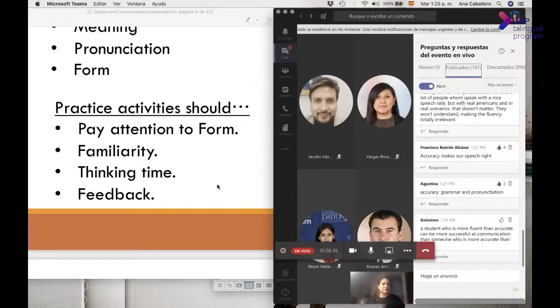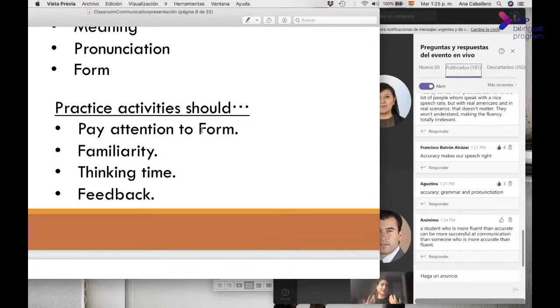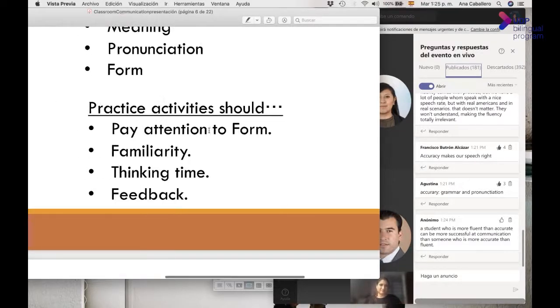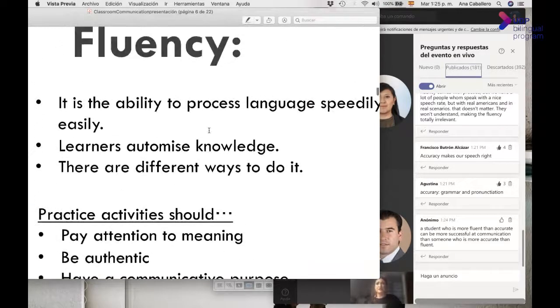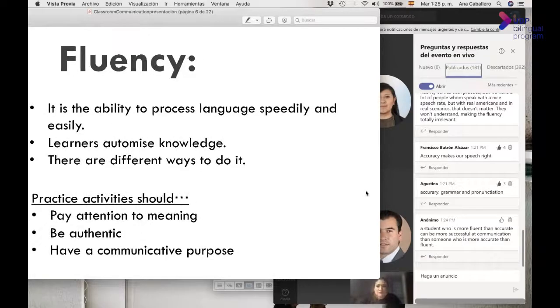Exactly, anónimo. A student who is more fluent than accurate can be more successful in communication than someone who is more accurate than fluent. Yes and no, anónimo, because it depends on the context. If we talk about students who are just traveling or just want to buy something in English, in this case, yes. If they're fluent and they have the confidence, they can get the message across. But what about in a medical situation? If you're fluent but you're not accurate, you can have a lot of problems. Trust me, I know.